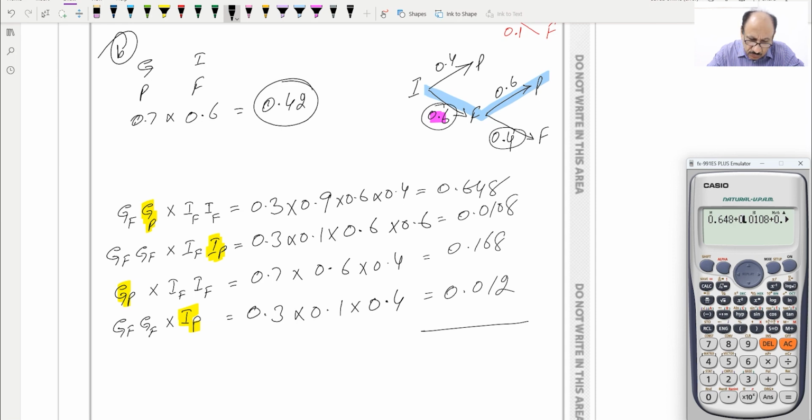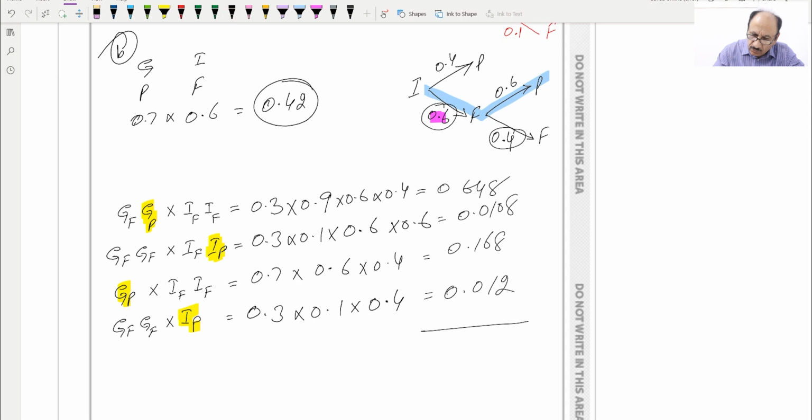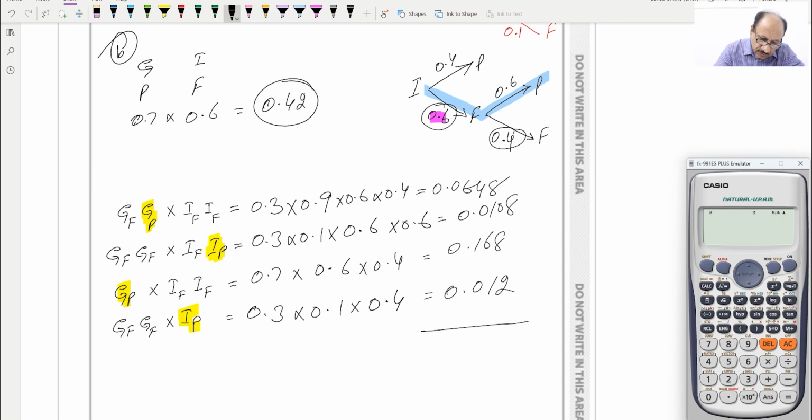So 0.648, 0.0108, then 0.168 plus 0.012 is resulting to, I'll double check, I'll calculate again. I think we have made a mistake in the first one. 0.3 into 0.9 into 0.6 into 0.4 is equal to 0.0648. So we missed a 0 here, so it is 0.0648, and now our calculation will hopefully be correct.